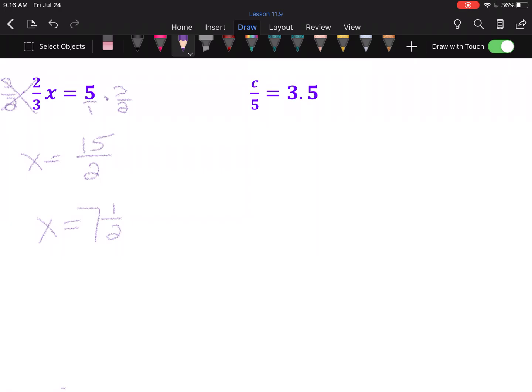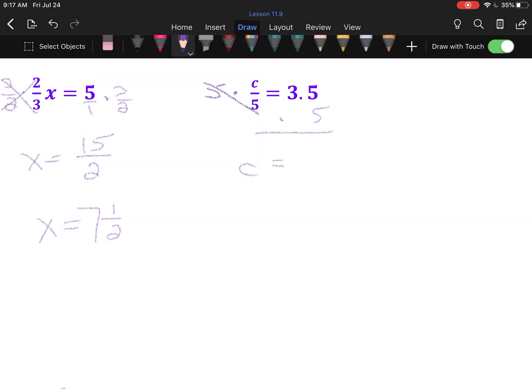Last example now, that is a fraction c/5 equals 3.5. When the numerator is the variable, this is division. This is c divided by 5 equals 3.5. So I'm going to multiply both sides by 5 to get my answer.